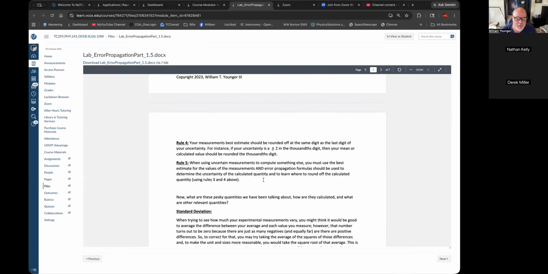Rule four: your measurement's best estimate should be rounded off at the same digit as the last digit of your uncertainty. And rule five: when using uncertain measurements to compute something else, you must use the best estimates for the values of the measurements, and the error propagation formula should be used to determine the uncertainty of the calculated quantity, to learn where to round off the calculated quantity.